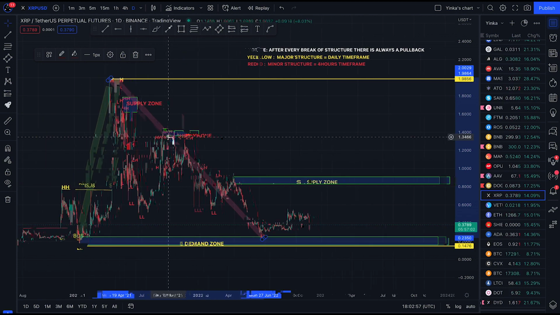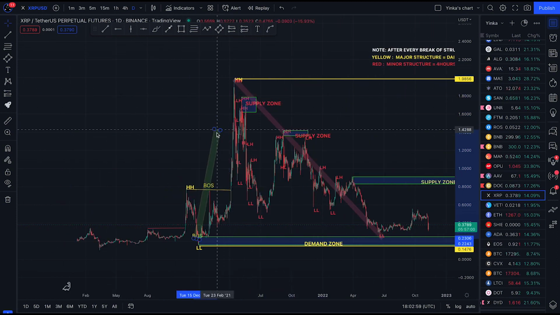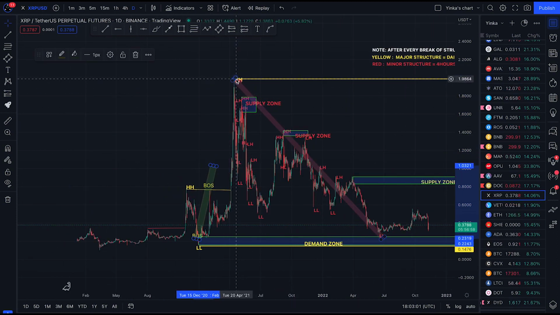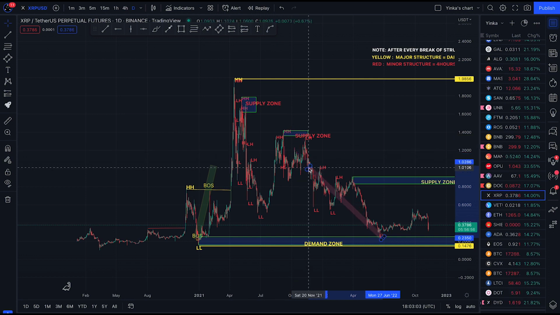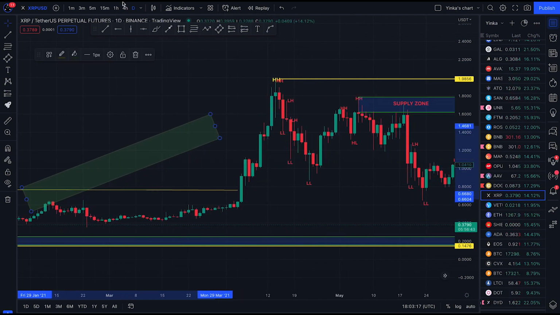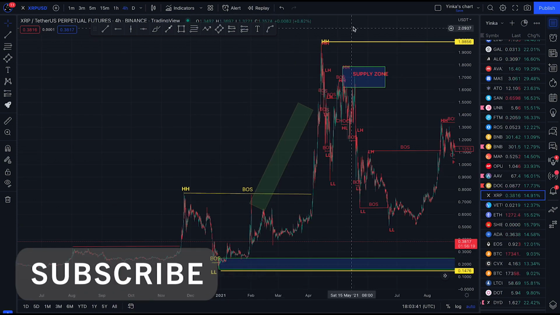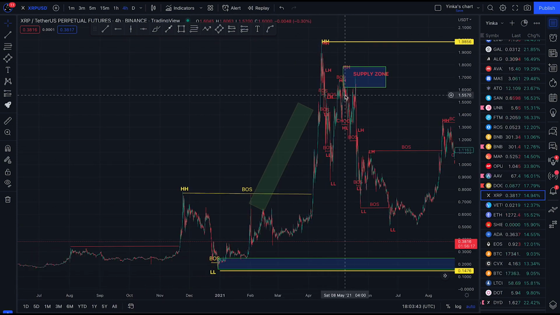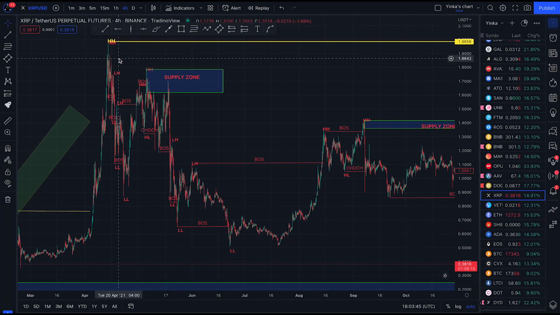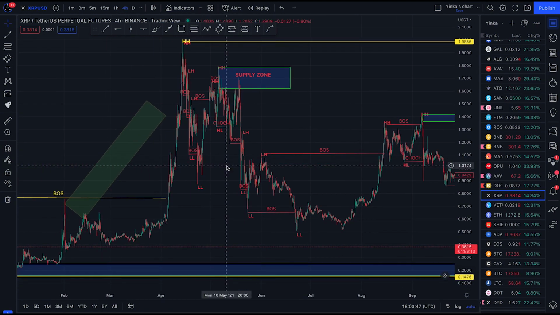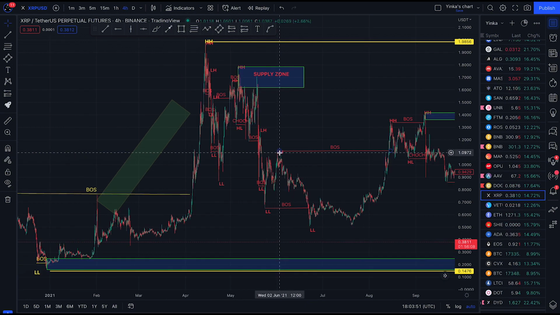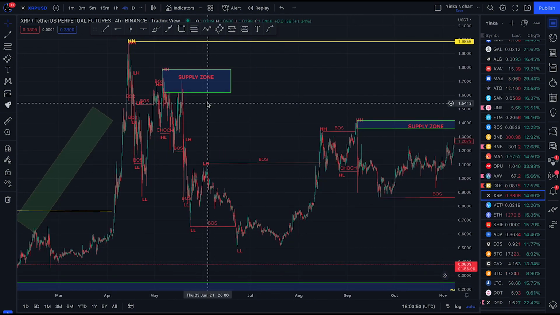So now let's move to our 4 hours time frame to analyze what has been happening on our minor structure. So on our minor structure, we've been seeing a series of lower lows. After market broke structure to the upside, we're expecting a pullback, and the market has been pulling back. That shows on our major structure we are on a pullback phase, pulling back to break structure to the upside. But let's see, will that happen?